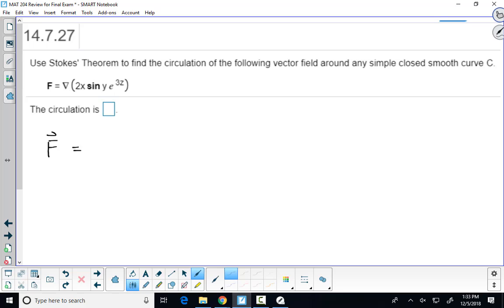That's another way to think about it, actually. This is phi in here, right? Yes. So f is the gradient of this function. So this implies that phi is equal to 2x sine of y e to the 3z.